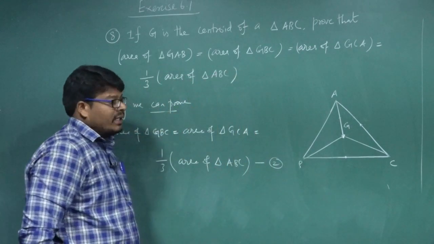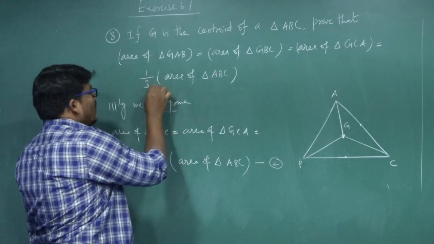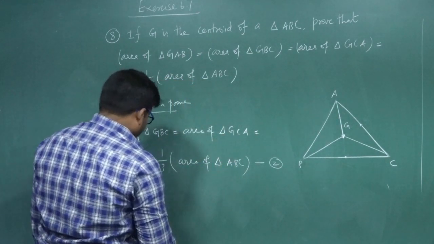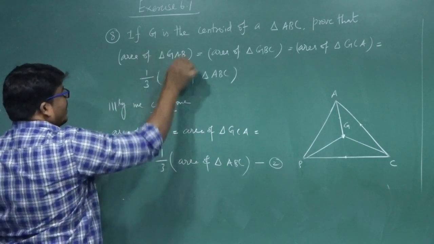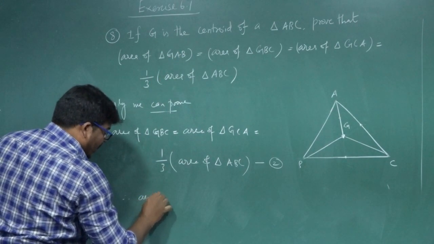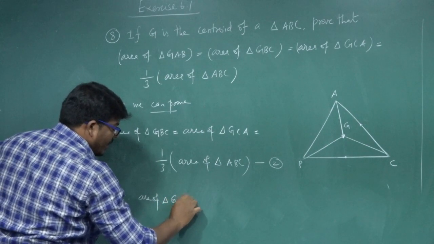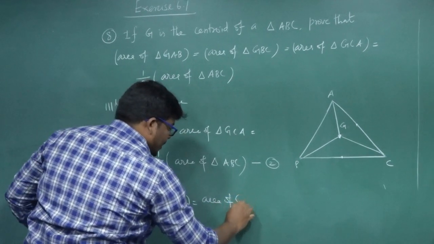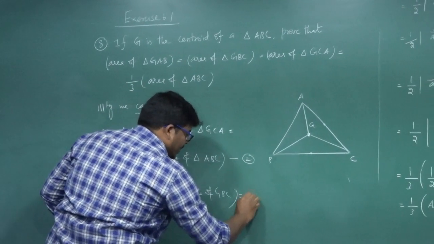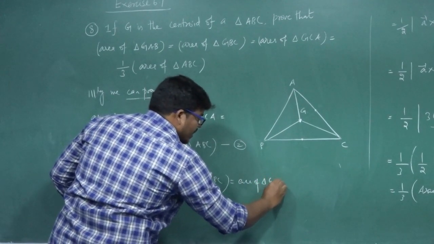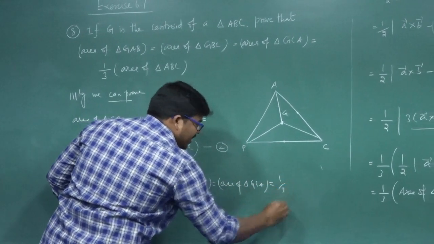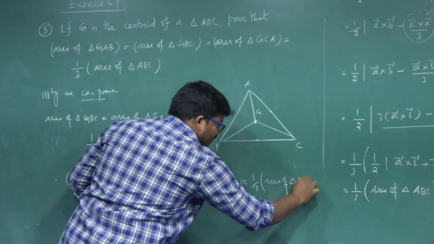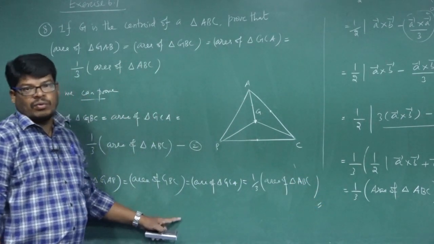Already equation 1 gave the result: area of triangle is 1 by 2 modulus of A cross B, B cross C, C cross A. Therefore, from equation 1 and 2 we get the result: area of triangle GAB equal to area of triangle GBC equal to area of triangle GCA equal to 1 by 3 times the area of triangle ABC. That is the result proved.